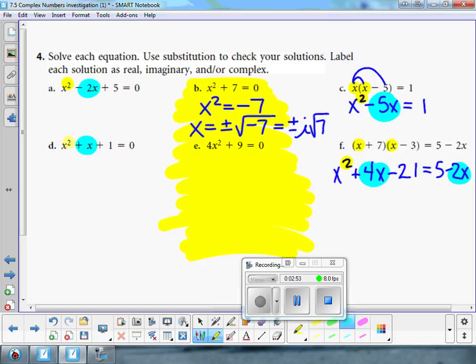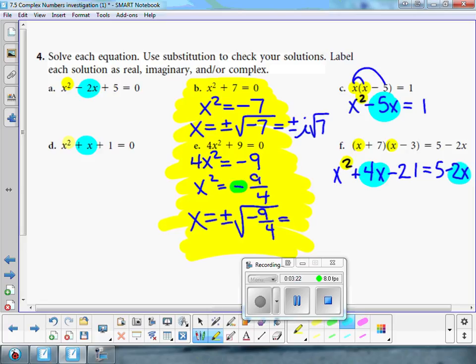Okay? Let's look at the next one. E is done similarly. Take away 9. However, there's a middle step right here that I'm about to do. You're going to divide both sides by 4 before you square root. So it's going to be negative 9/4. Now we're going to square root both sides, and you get plus or minus whatever the square root of negative 9/4 is.